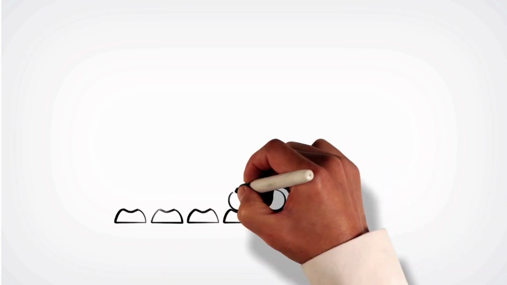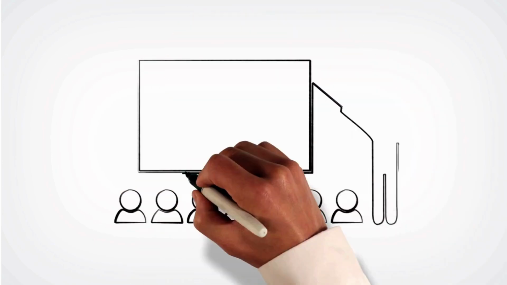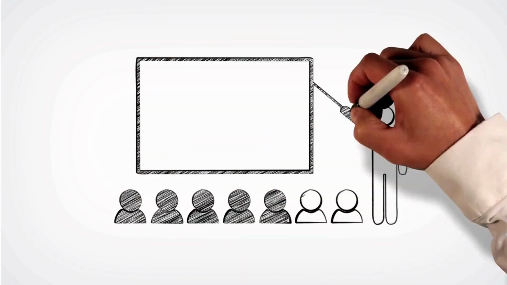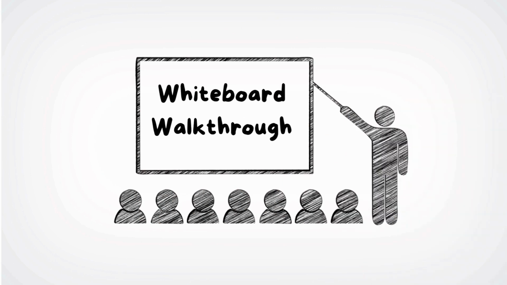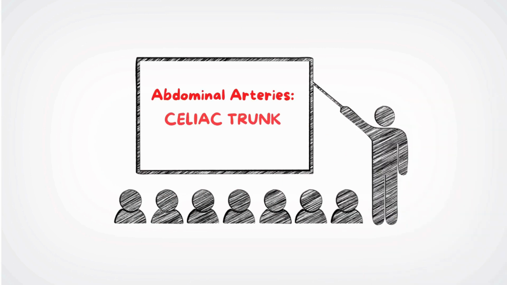Welcome to another Anatomy whiteboard walkthrough. Today we will walk through a general overview of the abdominal arteries and the organs in the foregut, and then we will specifically focus on the branches of the celiac trunk.